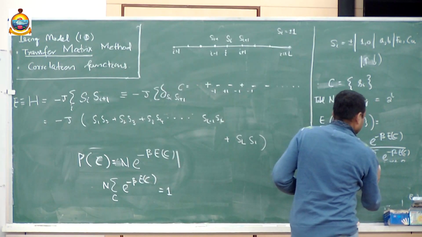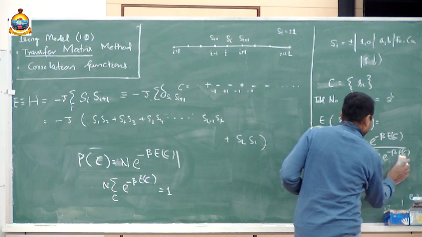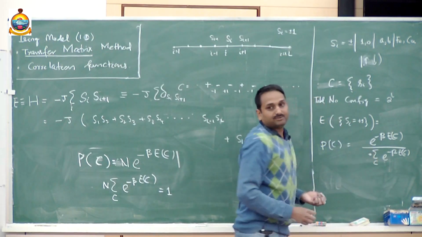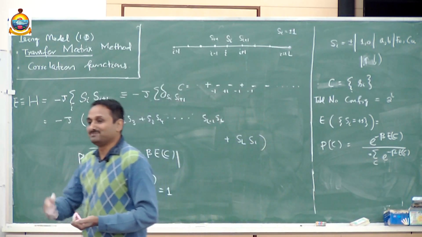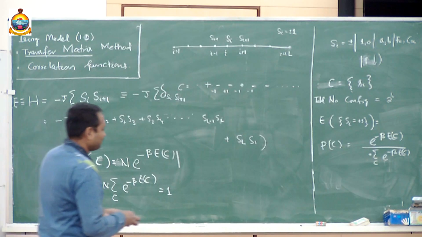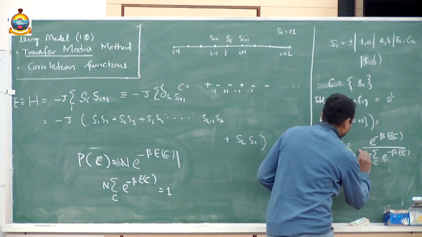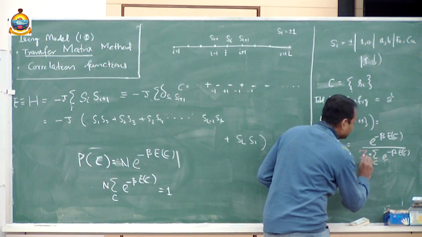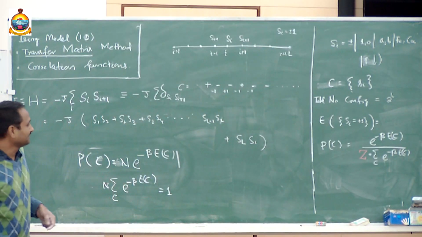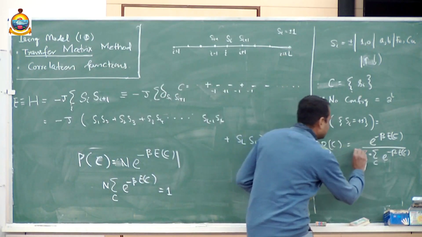So, summation over C of e to the power minus beta E of C. This one you can define as something else, because it will come up repeatedly as a normalization constant. You call it Z, the partition function. So the partition function is just the inverse normalization constant of the probability here. That we define as Z.